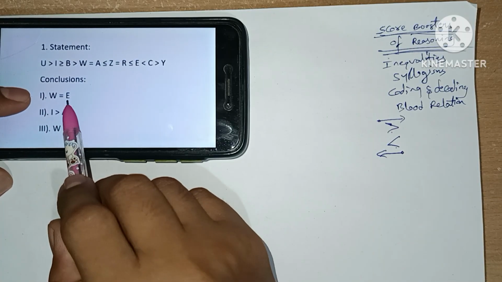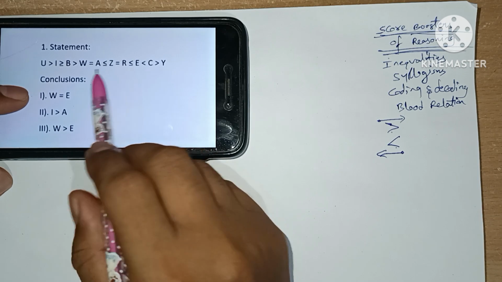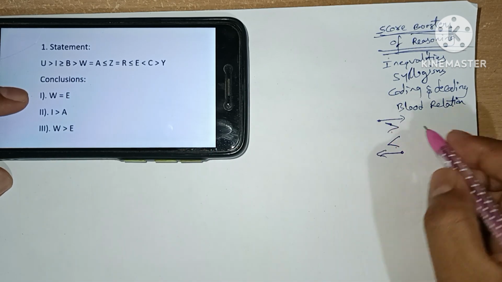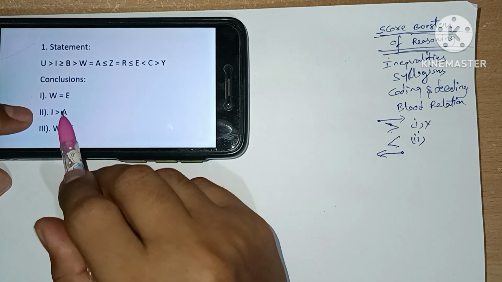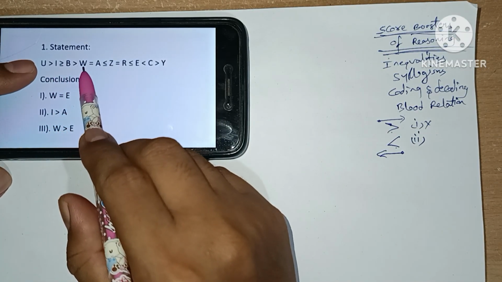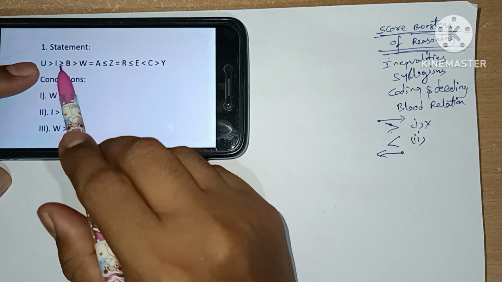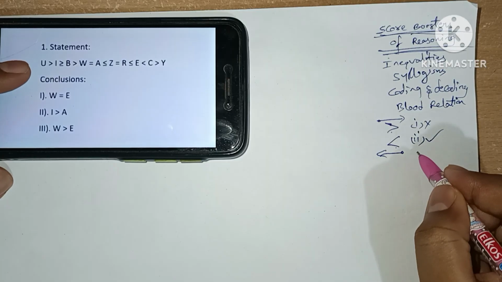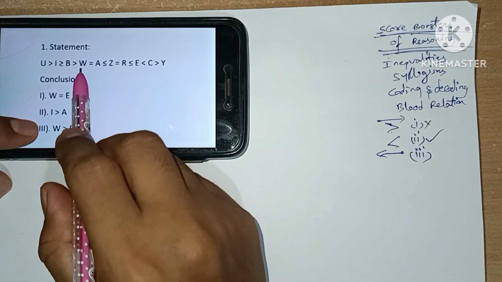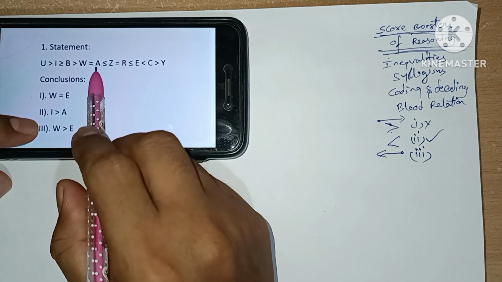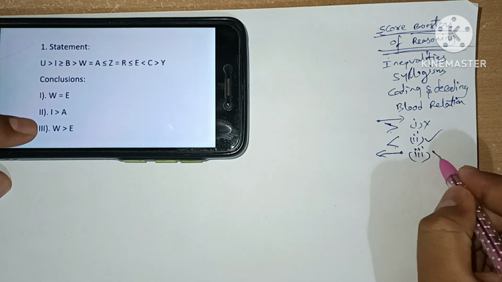Here, W is directly equal to E? Here, W is equal to A only, but not directly equal to E. So the first conclusion will be false. Second conclusion, the flow from I to A. From I, we can reach W, and W to A, it is possible. So the flow is clear from I to A. So the second conclusion will be true. Third conclusion, the flow from W to E. From W, we can see the flow up to A only, but cannot flow to E. So the third conclusion will be false.